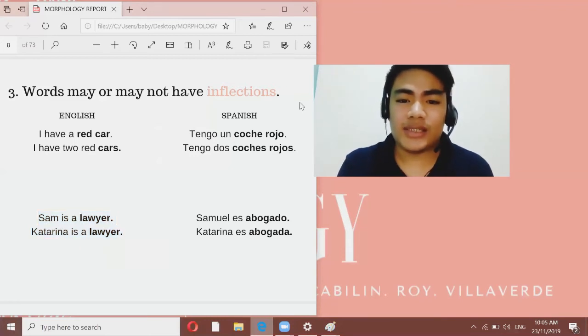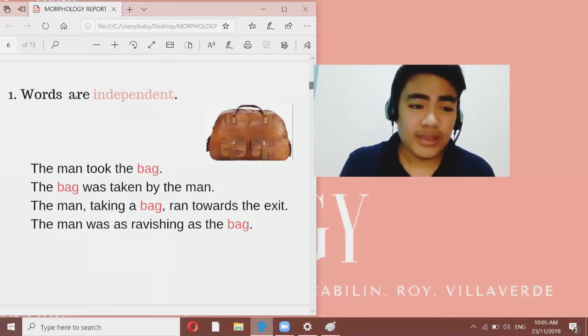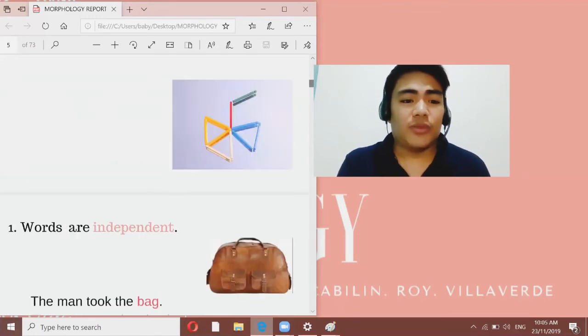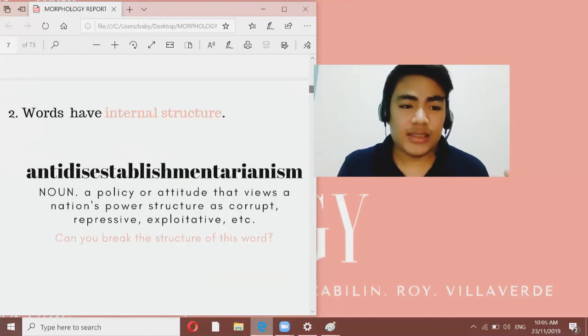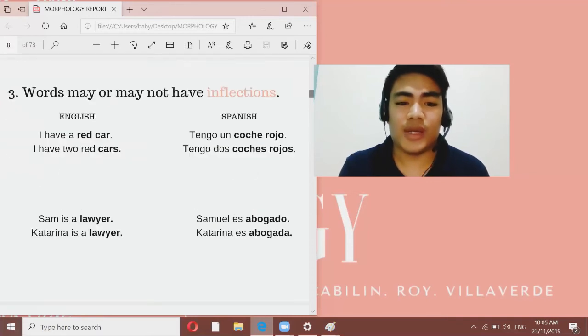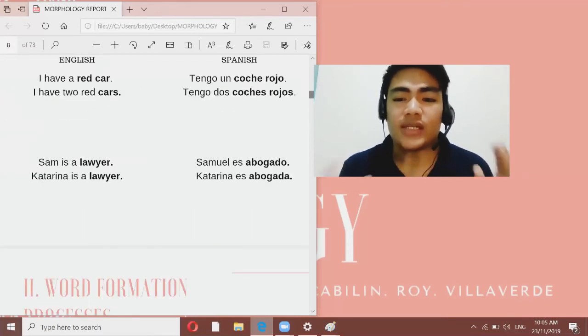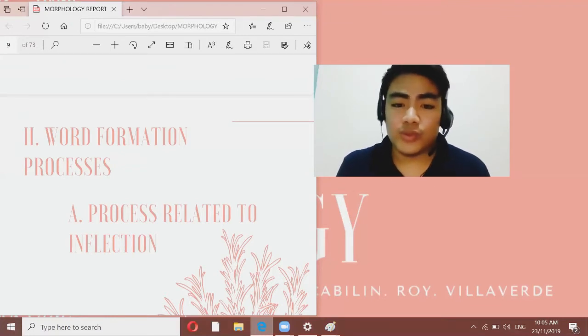Okay, so let me just give a short recap of what we have studied here. So morphology is the study of words, and under the lens of morphology, we say that words are independent, words have internal structure, and words may or may not have inflections. To discuss the different morphological processes involved in a language, let's listen to Cabilin's part of this presentation.